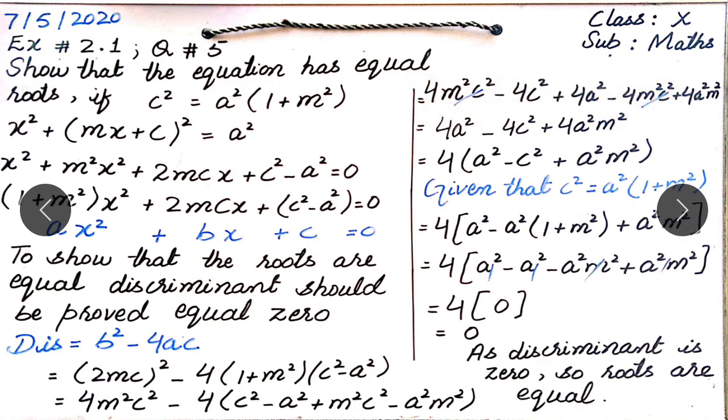These both are like terms, so they are cancelled by subtraction. Now as a result we have these three terms. Here we can take 4 common for further simplification. 4 is taken common here.